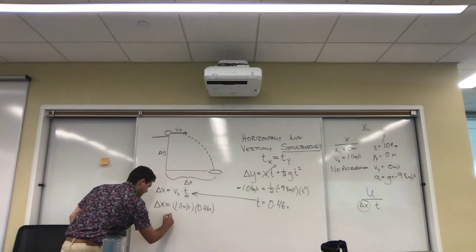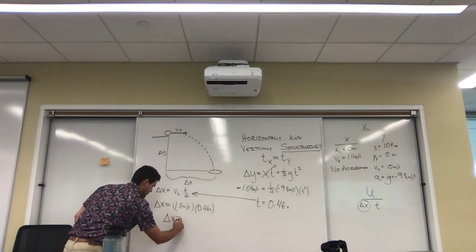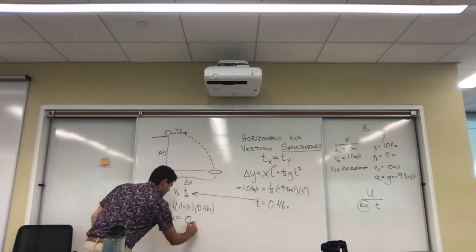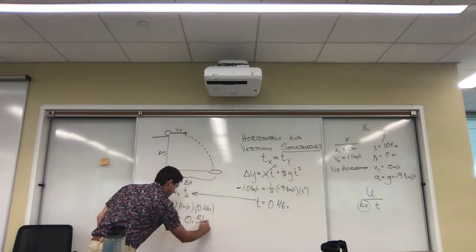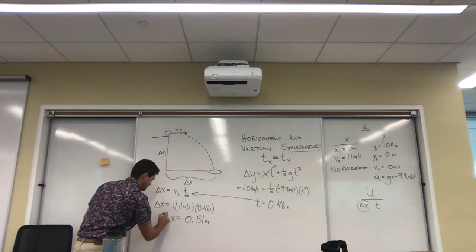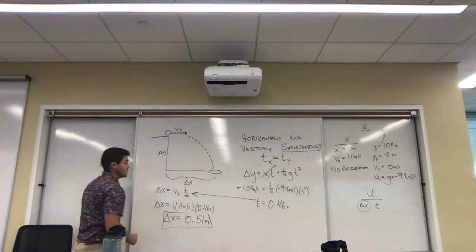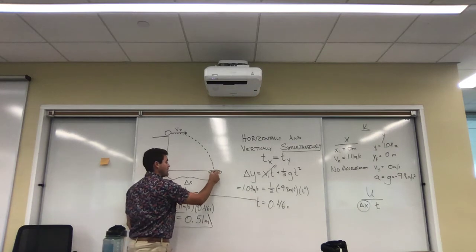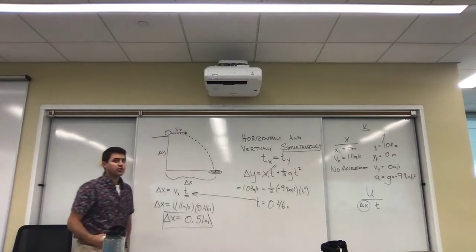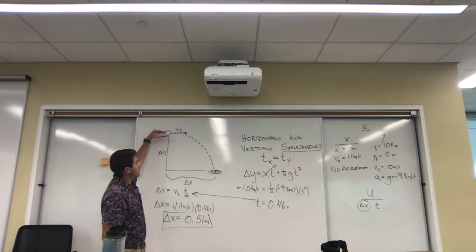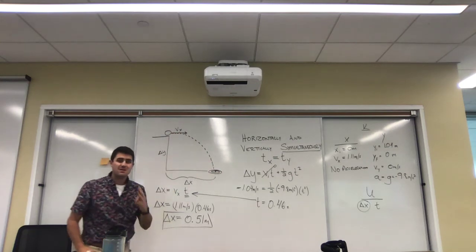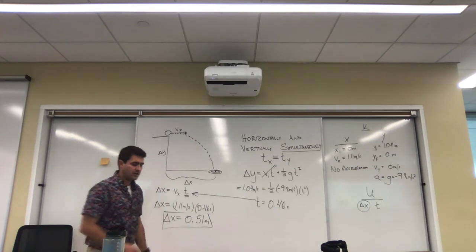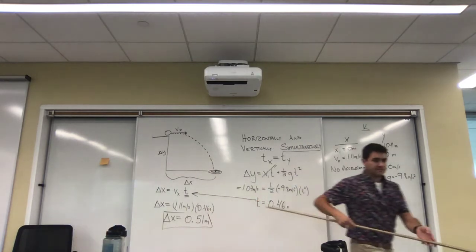I end up with my change in position being equal to 0.51 meters. So, when asked, where should I place a target on the ground so that the ball will launch off of the ramp and hit the middle of the target? The answer is 0.51 meters from the base of the table.